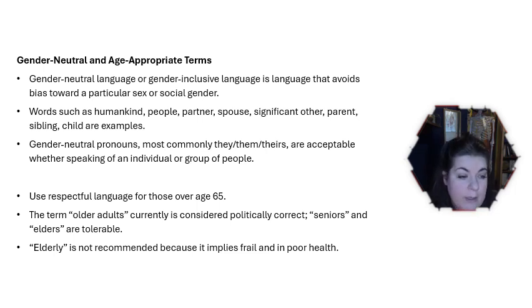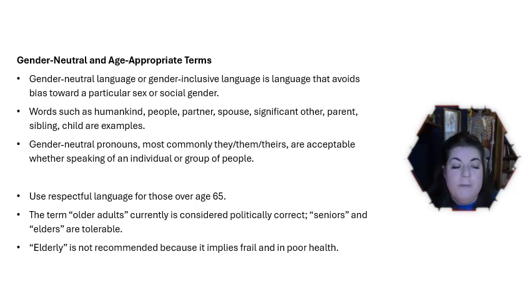The most common gender neutral pronouns, of course, are they, them, and theirs, and they're acceptable whether you're speaking about an individual or a group of people. If you're unsure, just revert to neutral, and that will keep you safe generally, unless someone gets offended by it.